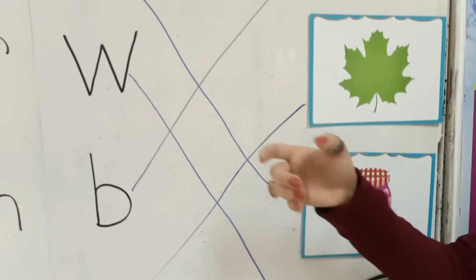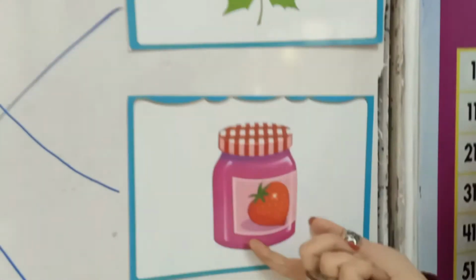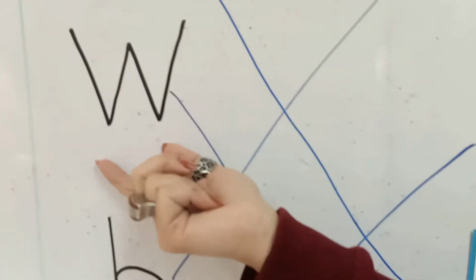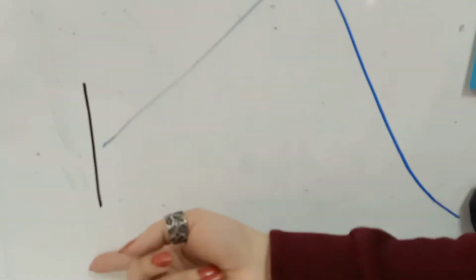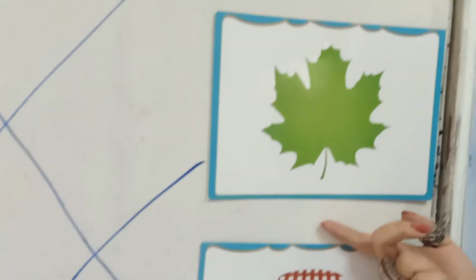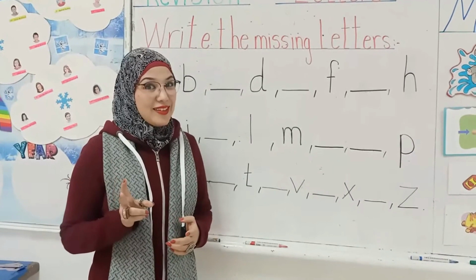Now, J is for jam. J, jam. And W is for watermelon. W, watermelon. And B is for bell. B, bell. And L is for leaf. L, leaf. Now, we are going to play our second game.